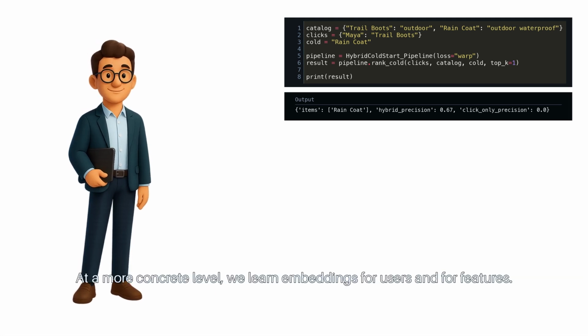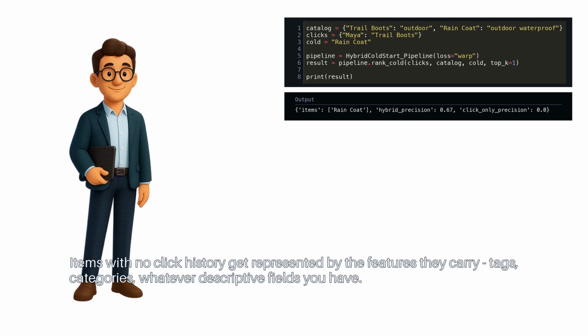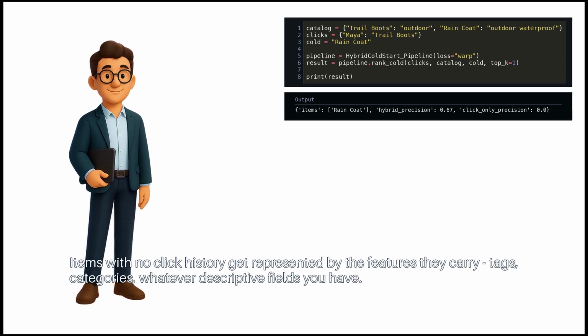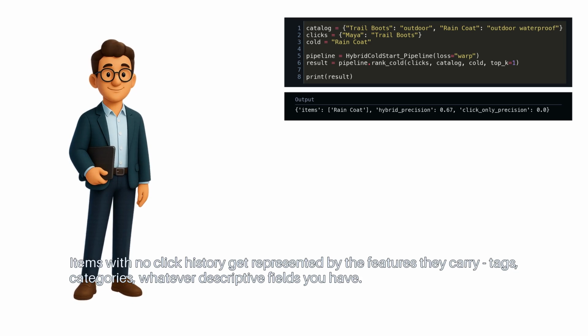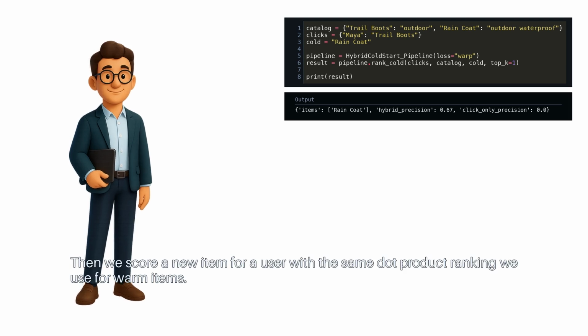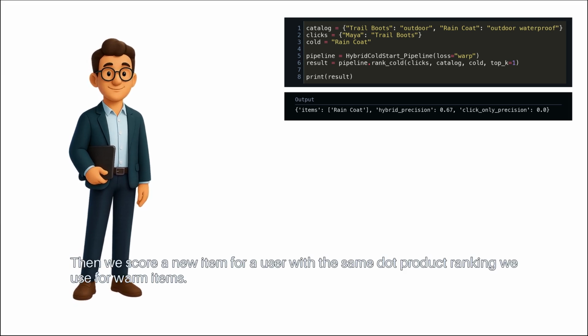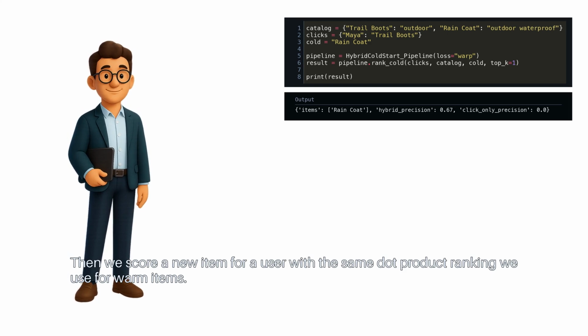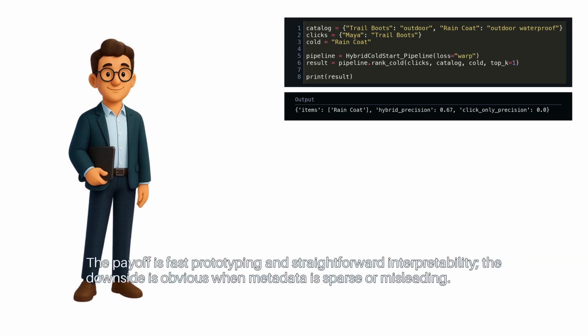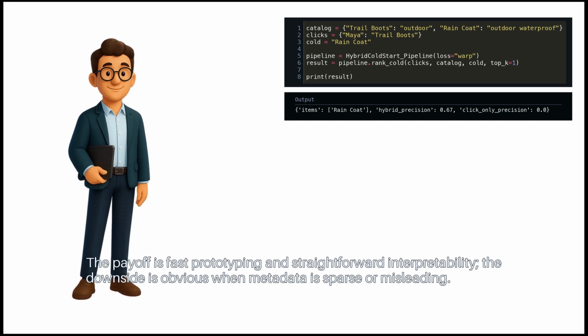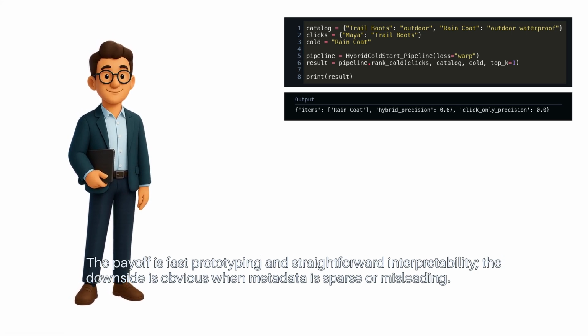At a more concrete level, we learn embeddings for users and for features. Items with no click history get represented by the features they carry. Tags, categories, whatever descriptive fields you have. Then we score a new item for a user with the same dot product ranking we use for warm items. The payoff is fast prototyping and straightforward interpretability. The downside is obvious when metadata is sparse or misleading.